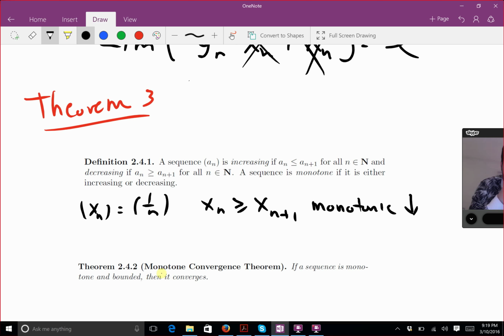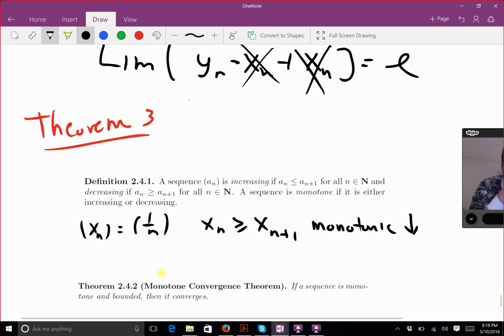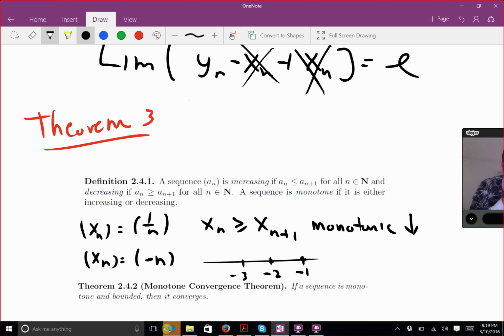Now you have to be careful. Monotonic decreasing does not mean that these guys have to be getting close to something. Here's another monotonic decreasing sequence: x sub n equals minus n. So this is -1, this is x sub 1, -2. But notice this is diverging to negative infinity, yes. But this is also monotonic decreasing.